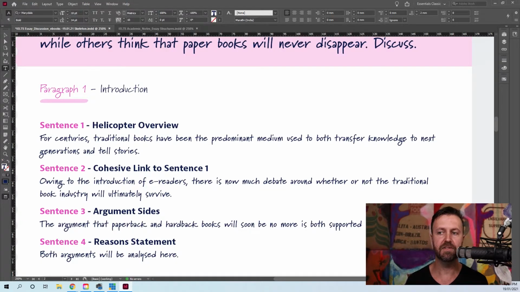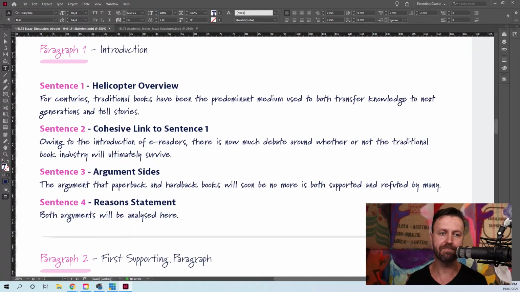That's the first paragraph. So let's read it again just quickly. For centuries, traditional books have been the predominant medium used to both transfer knowledge to next generations and tell stories. Owing to the introduction of e-readers, there is now much debate around whether or not the traditional book industry will ultimately survive. The argument that paperback and hardback books will soon be no more is both supported and refuted by many. Both arguments will be analysed here. Nice intro, clean. We've introduced the topic without really responding to any pieces yet.